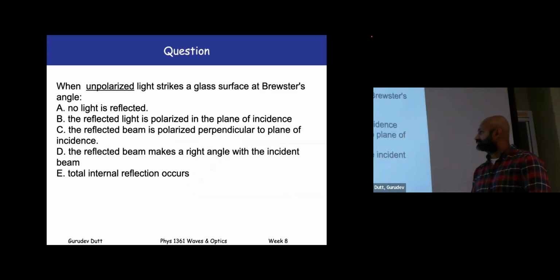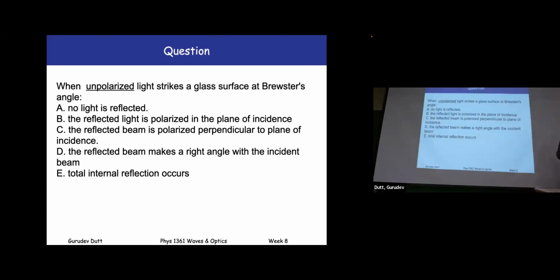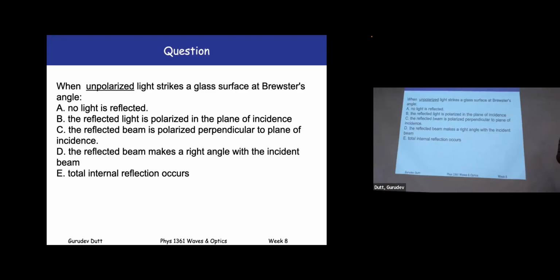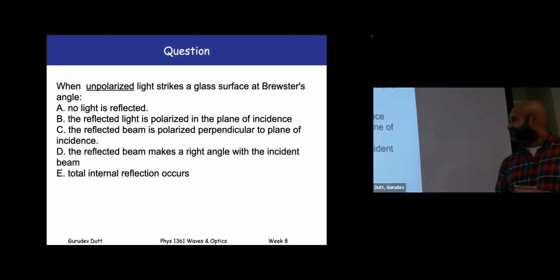So I just want to ask you a quick question, just to make sure that we are all on the same page with this. When unpolarized light strikes a glass surface from air at Brewster's angle, which of these is the correct answer? A, no light is reflected. B, reflected light is polarized in the plane of incidence. C, reflected beam is polarized perpendicular to the plane of incidence. D, reflected beam makes a right angle with the incident beam, and E, total internal reflection occurs. So if you want, you can talk to your friends, neighbors, and tell me what you're thinking the answer is.